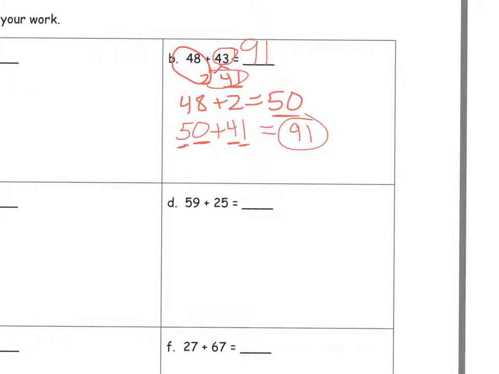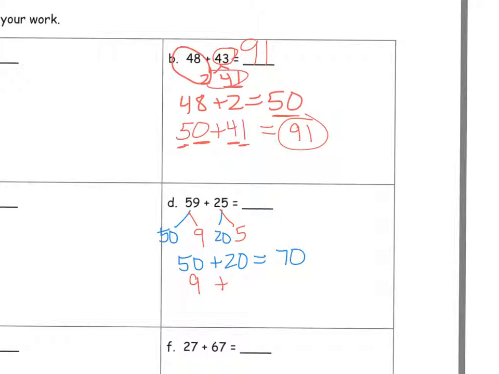For D, I'll do the tens and ones. So if I break it apart, this is 50 and 9. 50 plus 9 get me 59. This one is 20 plus 5 will get me 25. And I'm going to add my tens. 50 plus 20, or 5 tens plus 2 tens, get me 7 tens or 70.